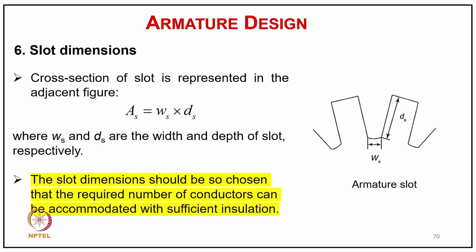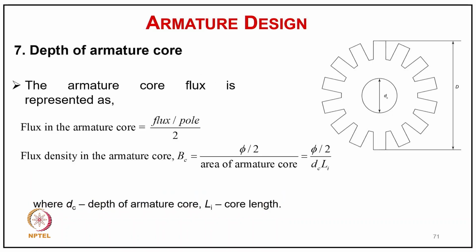Now coming to slot dimensions, as you can see typically in the diagram, the cross section of the slot is represented in the adjacent figure. Here A is equal to Ws into Ds, where Ws and Ds are the width and depth of the slot respectively. The slot dimensions should be so chosen that the required number of conductors can be accommodated with sufficient insulation.